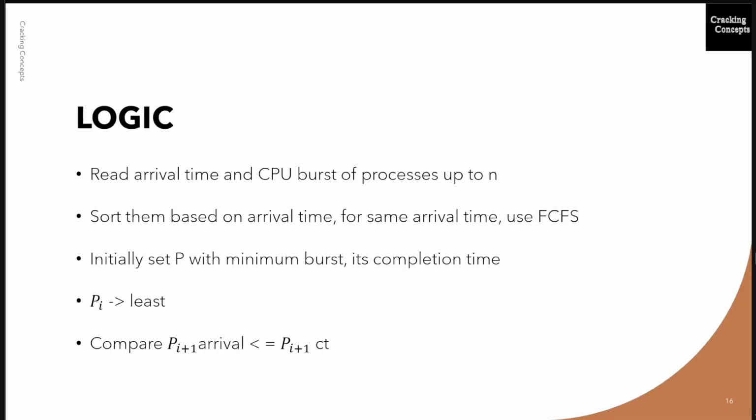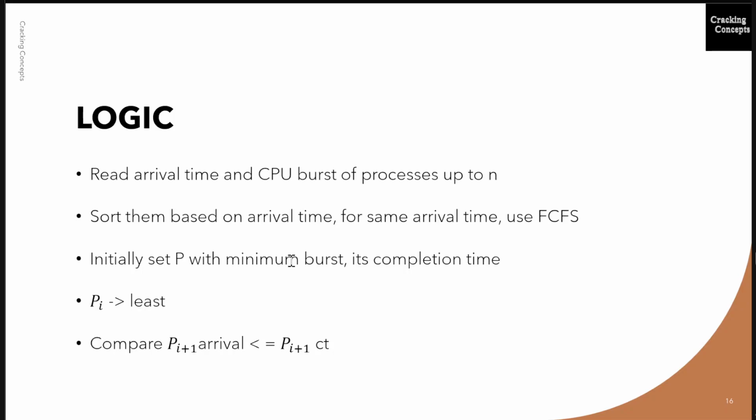Now we'll see the logic of the program that is implemented here. So here, first of all, the input is taken in the form of arrival time and CPU burst time of each process using a loop with a limit n. N is the number of processes. Then they are sorted based on their arrival time. Now if the arrival time is the same, FCFS is used. Now if both the arrival time and the burst time are equal, then I'll choose the process with the lowest ID.